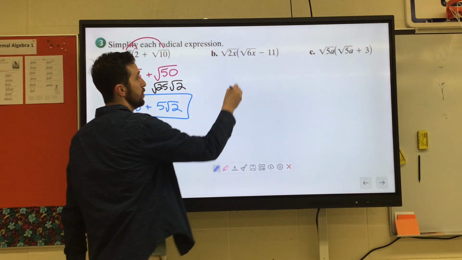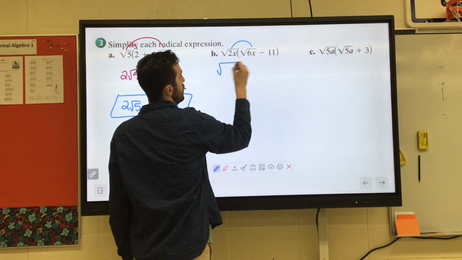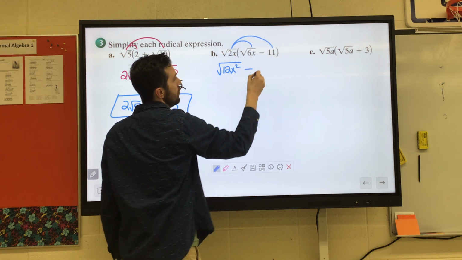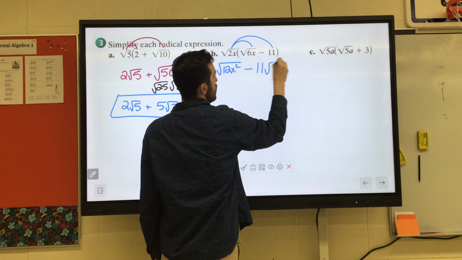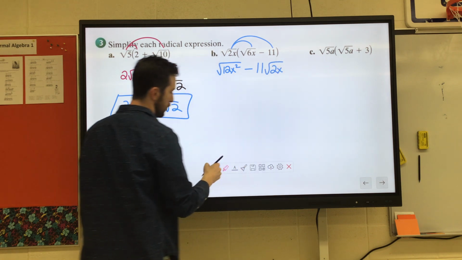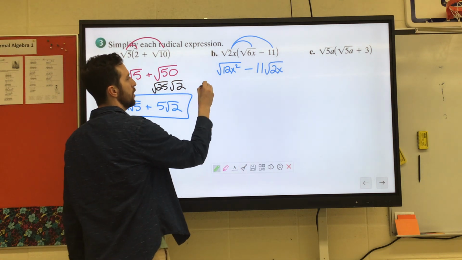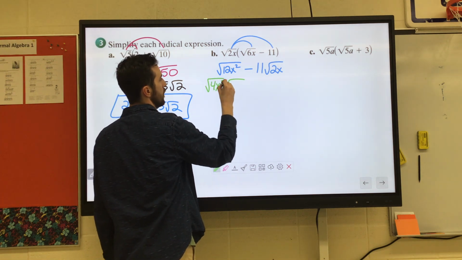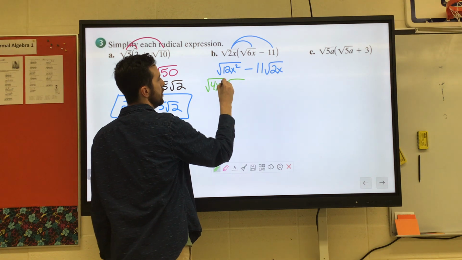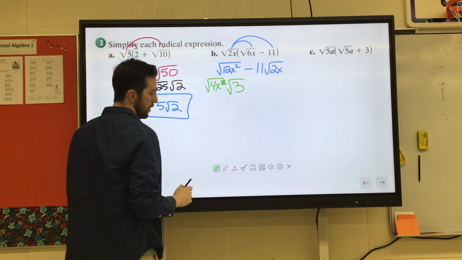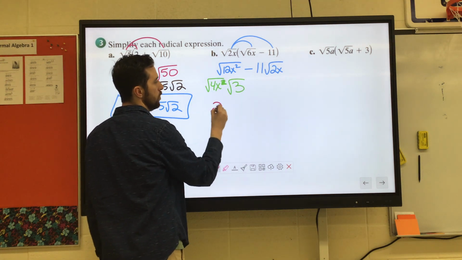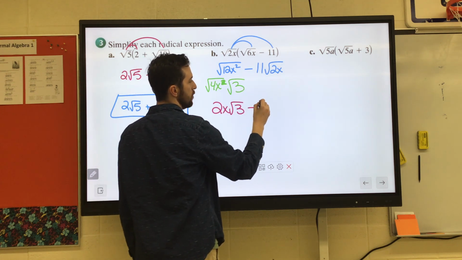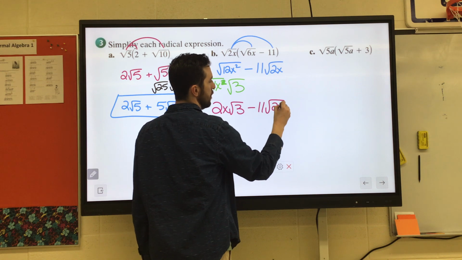All right, root 2x times root 6x would be root 12x squared. Minus root 2x times 11 is 11 root 2x. I know 12x squared has a perfect square of 4x squared in it. It's 4x squared times 3. The square root of 4x squared is 2x root 3. 11 root 2x has no perfect squares, so we just leave it.